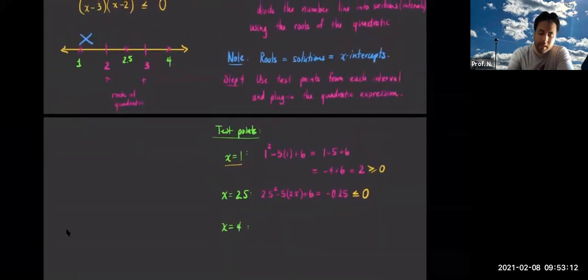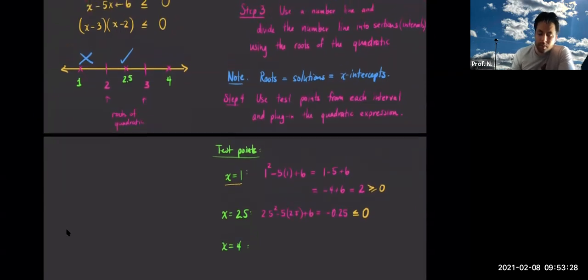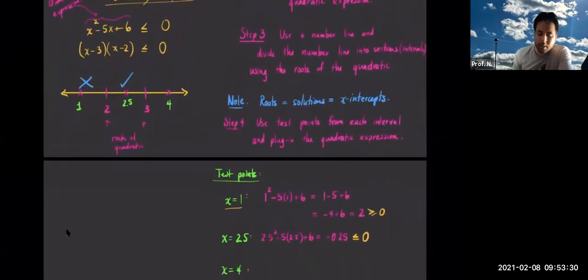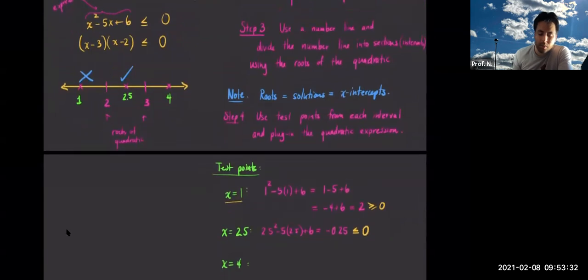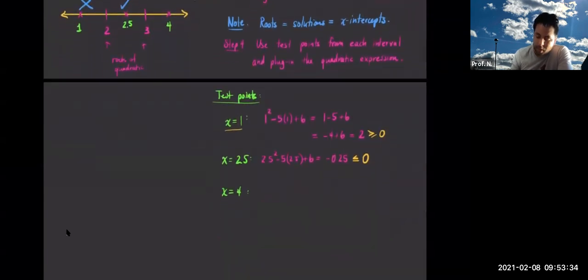So then what do I say? This interval in between is good. I could choose any number between 2 and 3 and it will produce the same result, something less than 0. And then finally, just to make sure whether or not the last interval is part of the solution, I'm just going to plug in 4.